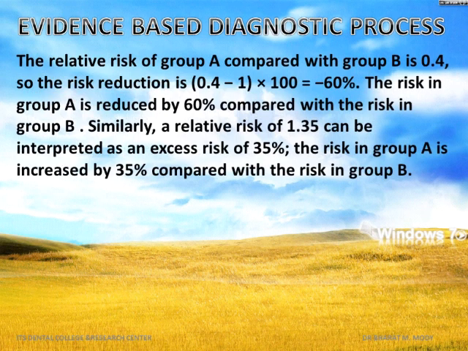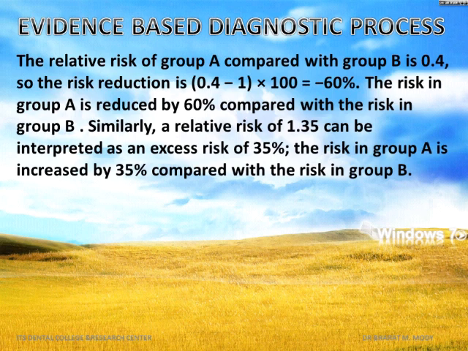The relative risk of group A compared to group B is 0.4. So you get minus 0.6. The risk in group A is reduced by 60% compared to the risk in group B. Similarly, a relative risk of 1.35 can be interpreted as an excess risk of 35%. The risk in group A is increased by 35% compared to the risk in group B.